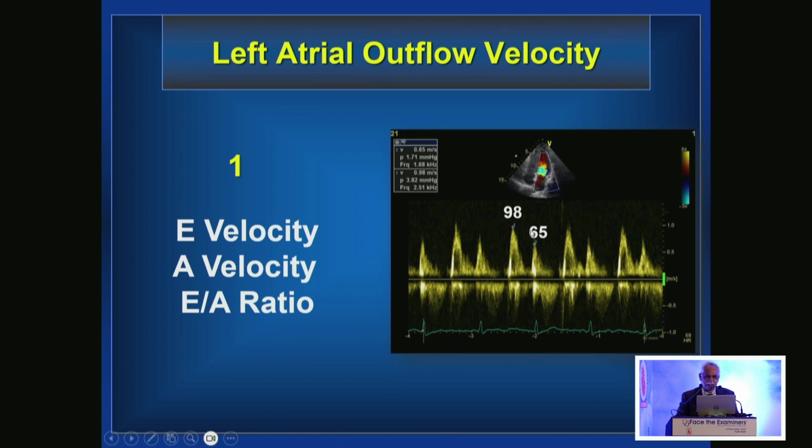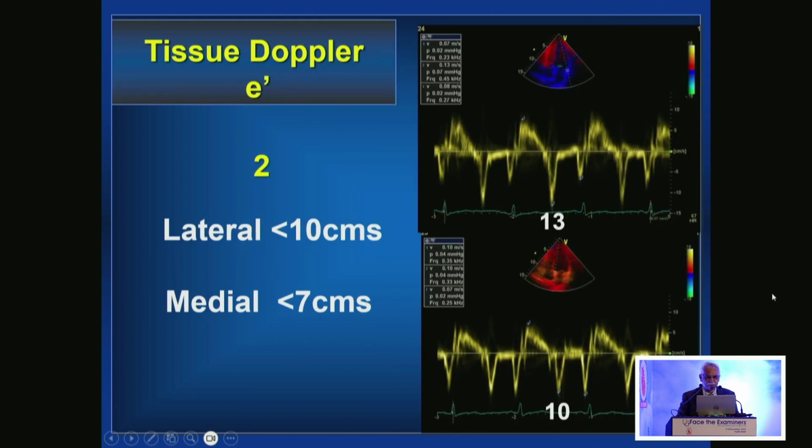You have to keep the sampling volume in between the anterior and the posterior leaflets, get the flow pattern. Measure the E velocity and the A velocity. That's simple. And get the E by A ratio.